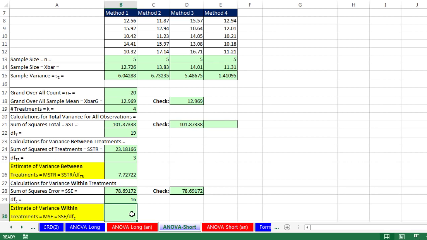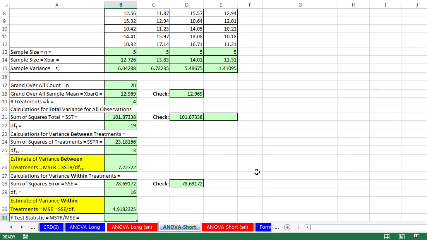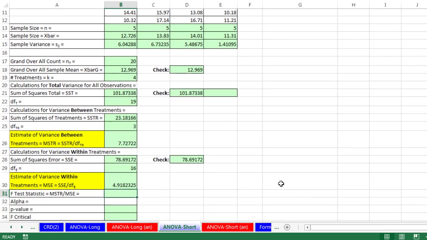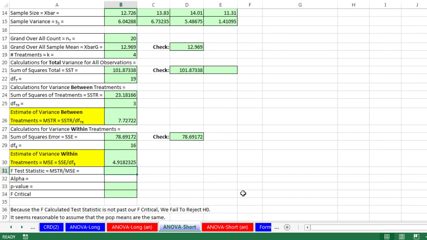Now our mean square error equals sum of the square of error divided by our degrees of freedom, and boom, there it is. Now we can calculate our F test statistic. That equals the mean square of treatments divided by the mean square of the error, and enter. Wow, there is our F statistic.